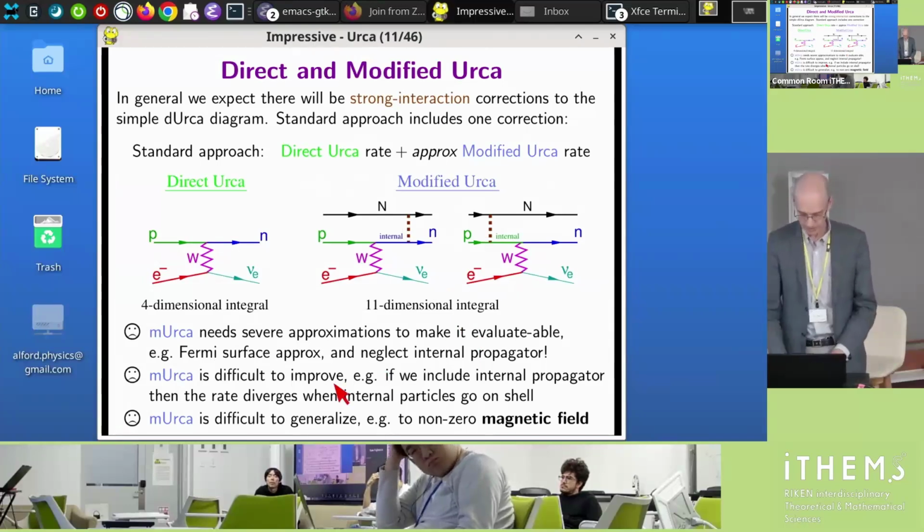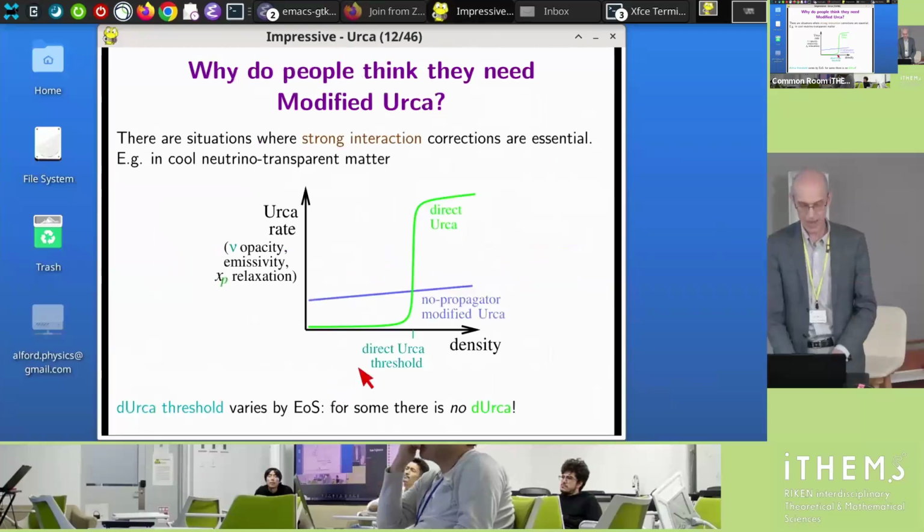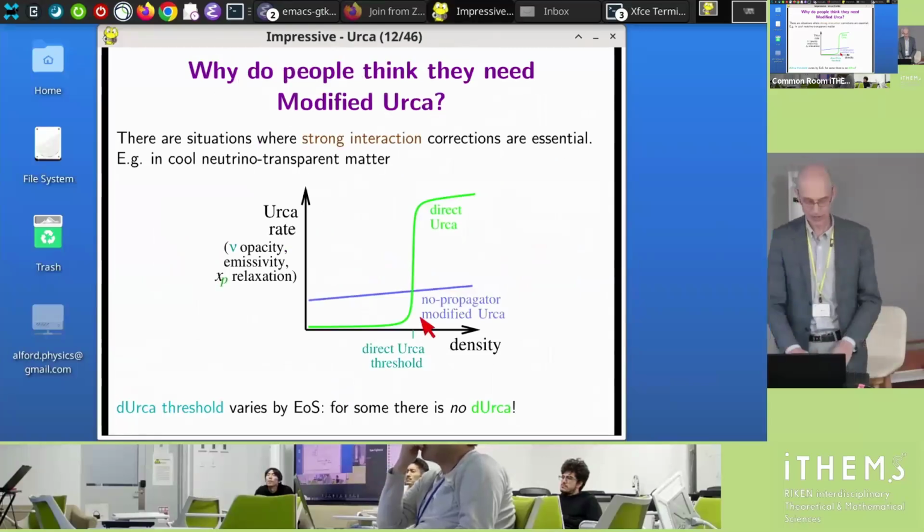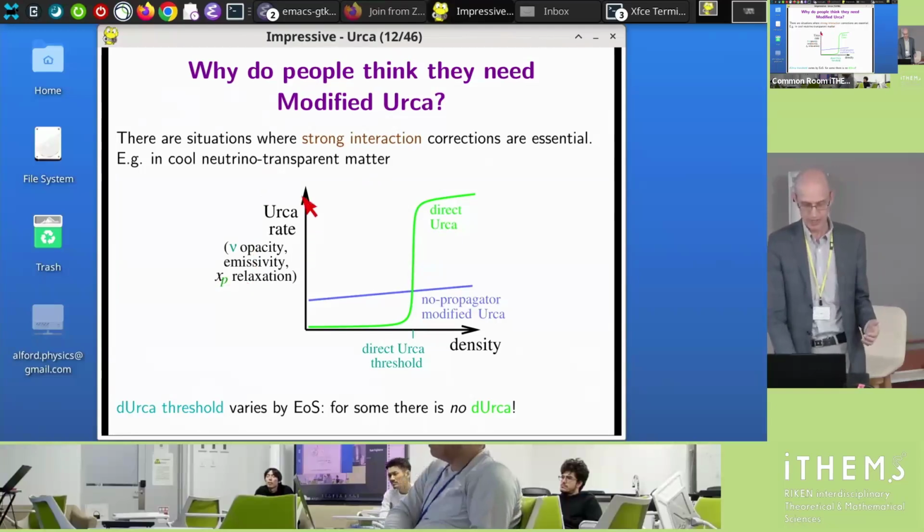So let's think about, why do you need it? Can we ignore modified Urca? Can we just do direct Urca? Well, unfortunately not. There are some situations where that strong interaction correction, that collision with a spectator, is essential. So here, let's look at Urca rates, where we're interested in the neutrino opacity, emissivity, proton fraction relaxation, whatever it is. Let's look at the Urca rate as a function of the density.